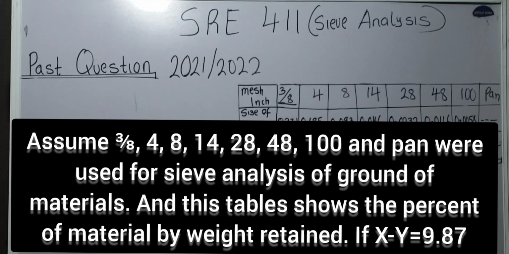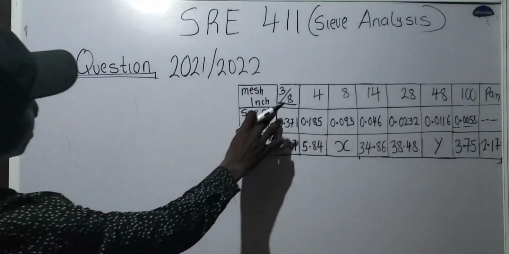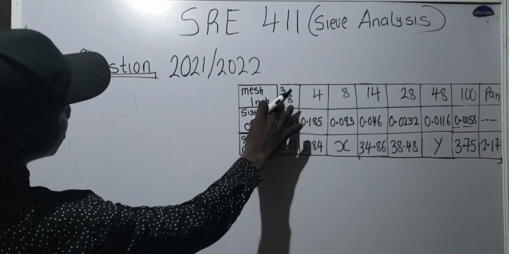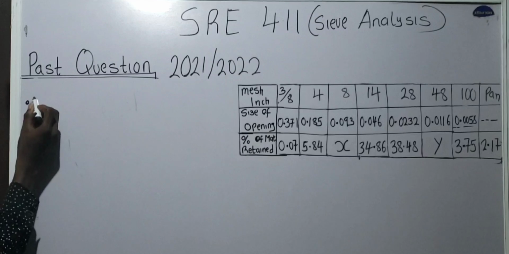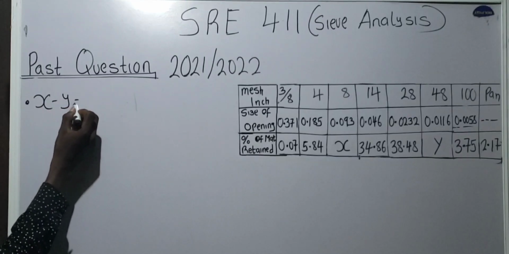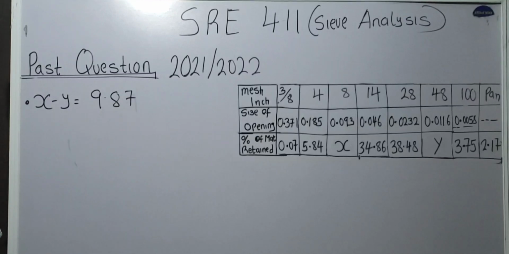If x minus y is equal to 9.87, okay, this is the table that we are given in the question. I've already drawn the table out. This is the table of the results that we are given in the question. Now, they told us that x minus y, let me just jot it down, x minus y is equal to 9.87. You understand? So the first question says find the value of x and y.